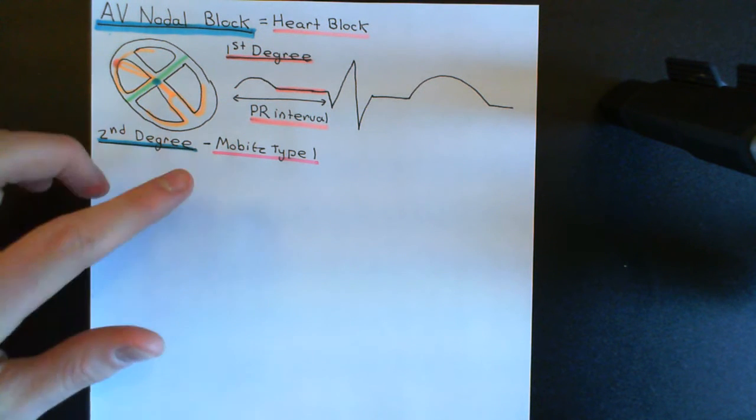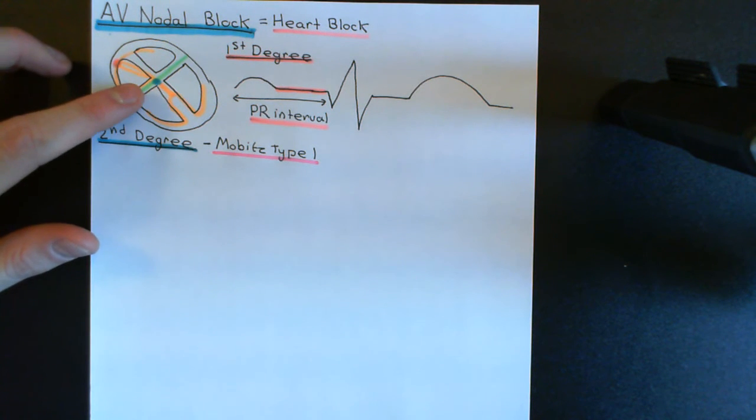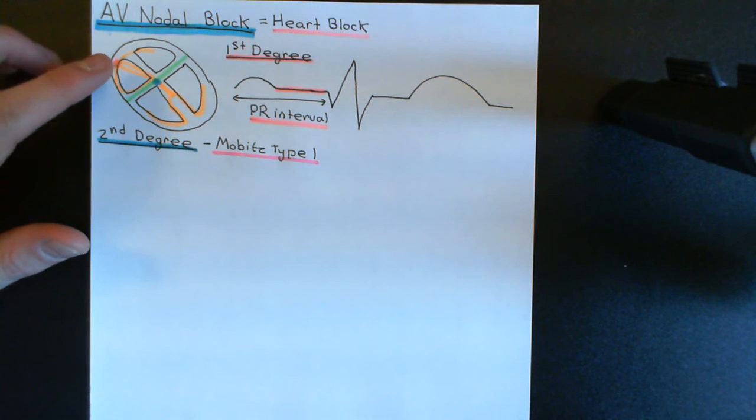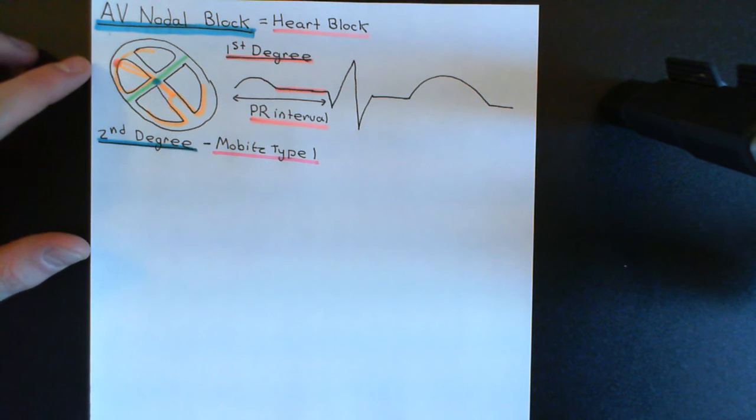So in Mobitz type 1 second degree AV nodal block, the AV node is going to progressively take longer to conduct the electrical signal from the atrial to the ventricular side until eventually it will just not bother doing it at all. It will block the electrical signal propagating from the atrial to the ventricular side. So let me describe this to you.